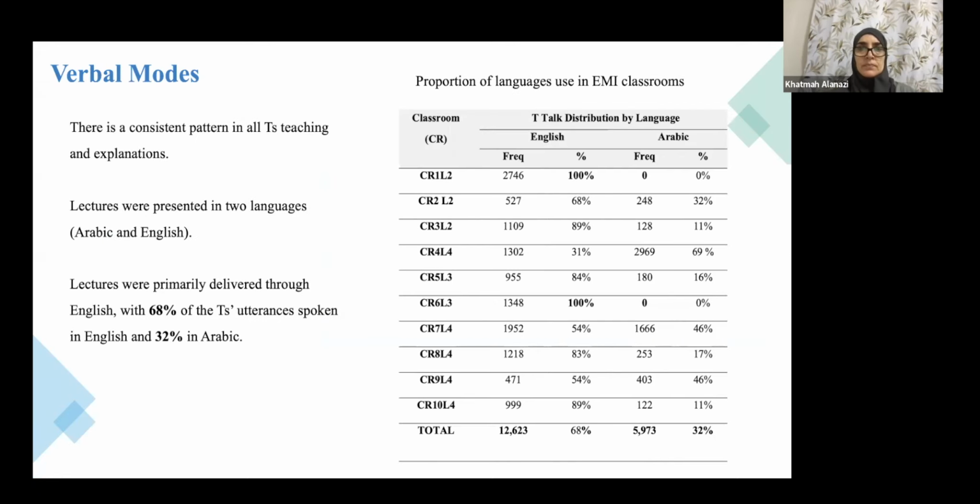Okay, let's see how the teachers used verbal modes when teaching the content. The findings show that there is a consistent pattern in all teachers' teaching and explanation. Lectures were presented in 2 languages, Arabic and English. And as you can see from the table on your right, these lectures were primarily delivered through English, with 68% of the teachers' utterances spoken in English, and only 32% of their utterances in Arabic.